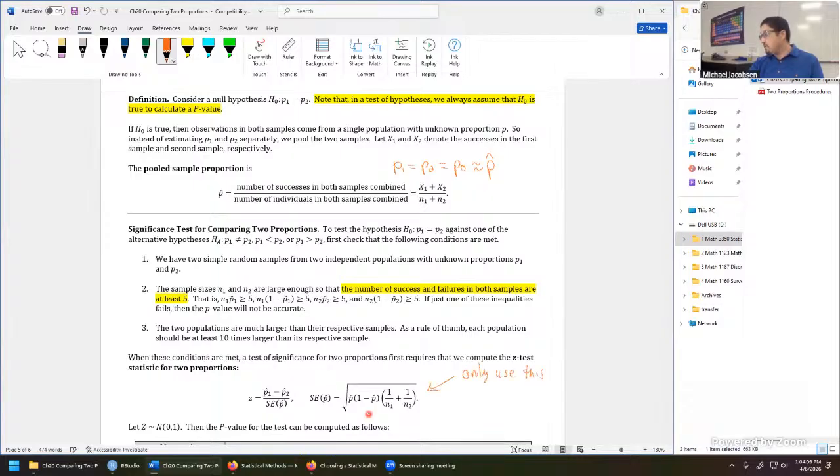use this for hypothesis tests. In other words, if you're doing a confidence interval in this chapter, then the standard error takes a totally different format. So we have to be very cautious about that.